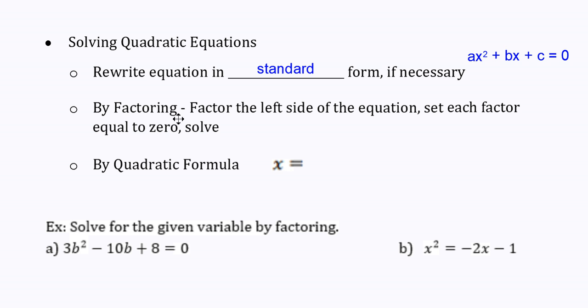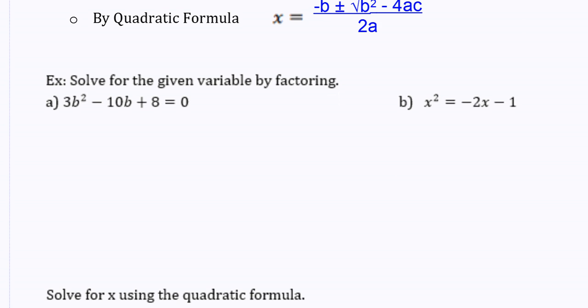Now, if I can't factor, then we're going to have to use the quadratic formula. So as a reminder, x equals negative b plus or minus the square root of b squared minus 4ac all over 2a. That's your quadratic formula. Okay. So these first two example problems I want to solve by factoring. So I'm going to do example B with you.